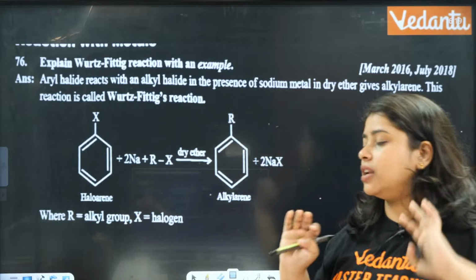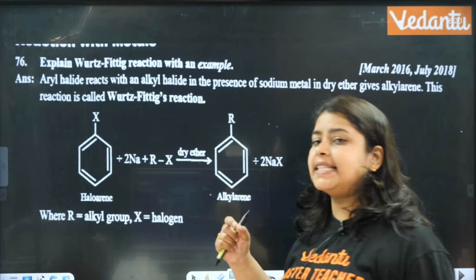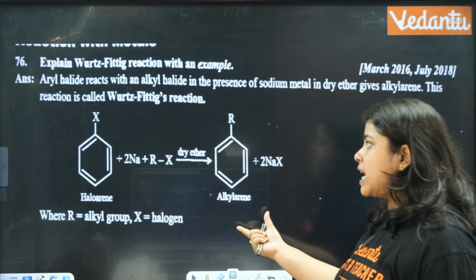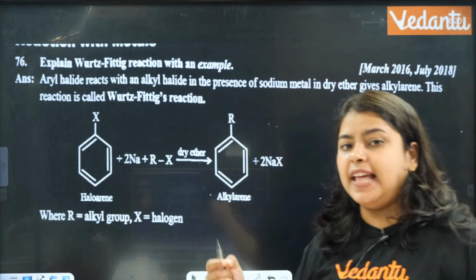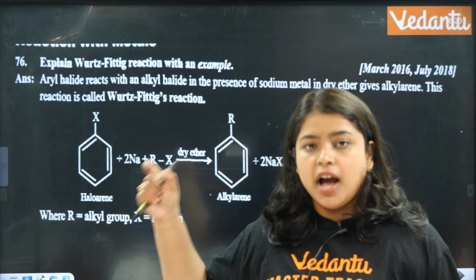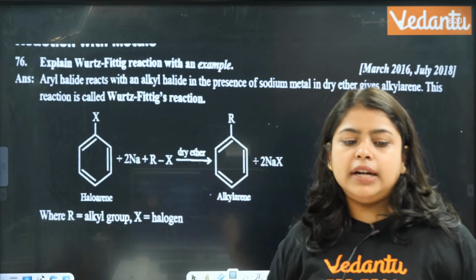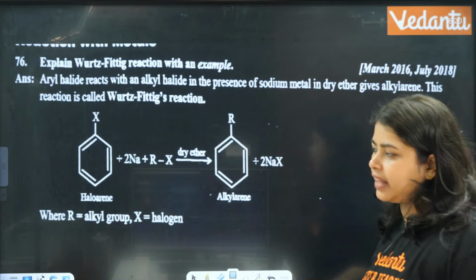How the alkanes are being formed with the help of haloarenes. Prepare alkanes with the help of haloarenes. That kind of question can be asked, or directly they might ask you the Wurtz-Fittig reaction.